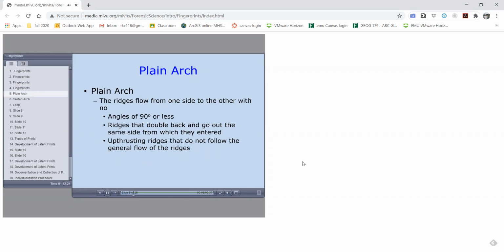A plain arch is probably the simplest. The ridges flow from one side of the finger to the other with no sharp angles, okay, no angles of 90 degrees or less. The ridges that double back and go out the same side from which they entered are not present in a plain arch, okay? It goes from one side of the finger to the other. And up-thrusting ridges that do not follow the general flow of the ridges are also not present. So it's just a smooth, gentle flow for a plain arch. And that makes it nice and easy.